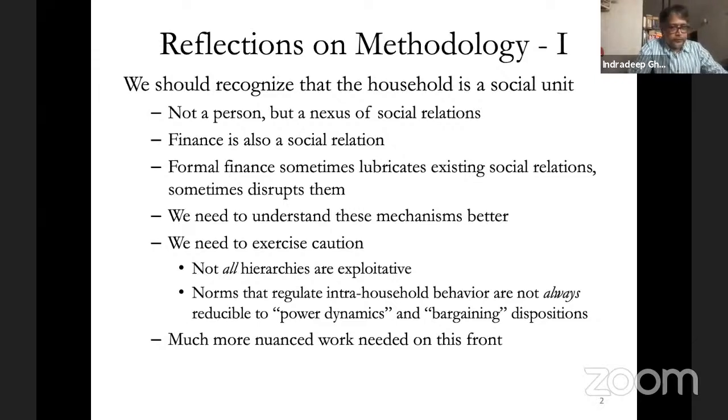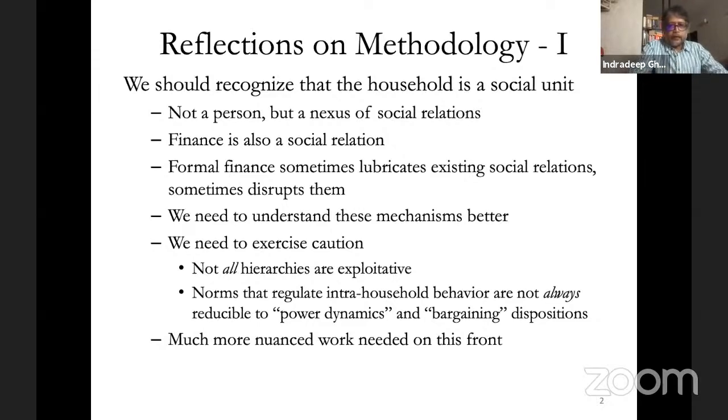But before we can sit in judgment of these relations, I think we should try to understand their true nature. We should try to understand the mechanisms by which these relations operate. And in doing so, we need to exercise some caution. Just because I see a hierarchy inside a household, it doesn't have to follow that there is some exploitation going on. Not all hierarchies are exploitative. Similarly, if we find a norm that is regulating the relationship of a wife to her husband or of a husband to his wife, we should not immediately presume or try to force fit that norm into the language of power dynamics and bargaining dispositions. Much more is going on typically at the level of the household, and we need to try to understand all of it, and we should bring a self-awareness about the vocabulary that we are using and the categories that we are employing.